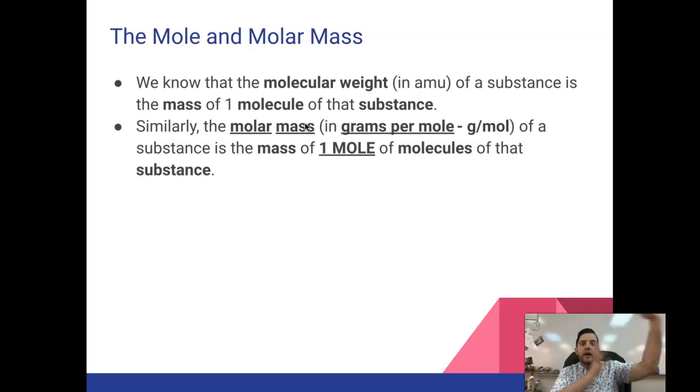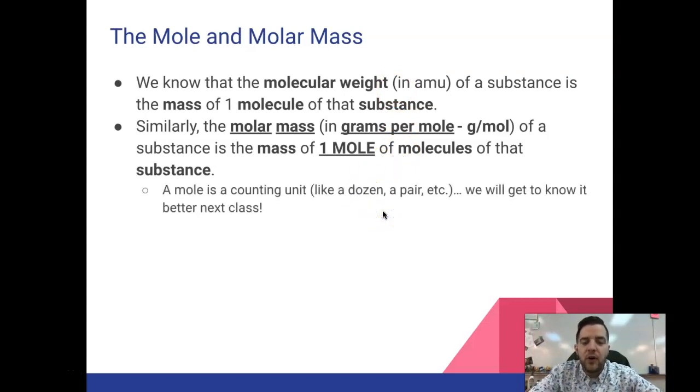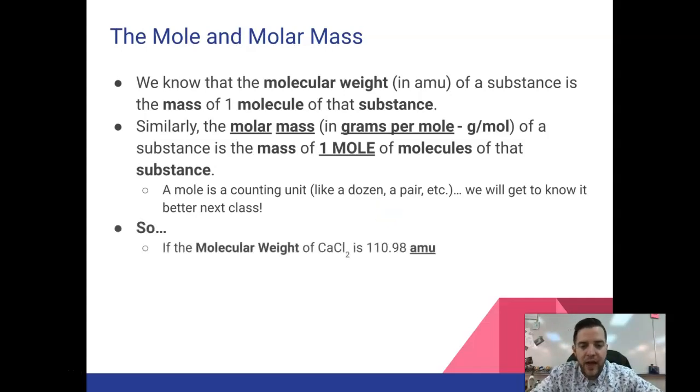Obviously, grams is a much greater unit, so if I'm dealing with a mole of the substance, I have a lot more of it than I would if I just had 1 molecule of the substance. But it's that direct coordination or direct correlation between molecular weight and molar mass. So a mole is like a counting unit. You can have a mole of anything. It doesn't have to be just an atom or molecules or anything like that.